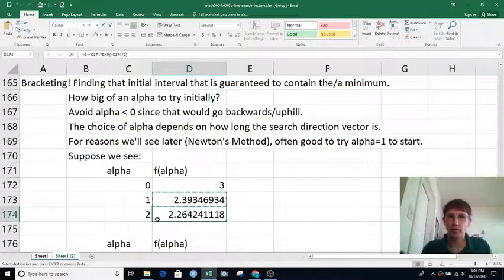So it's kind of a tunable parameter. Do you want to add 10% each time? Do you want to double each time? There's no hard and fast guidance.